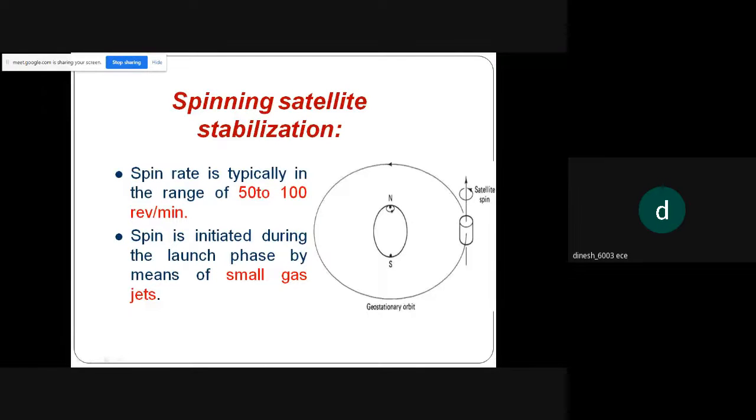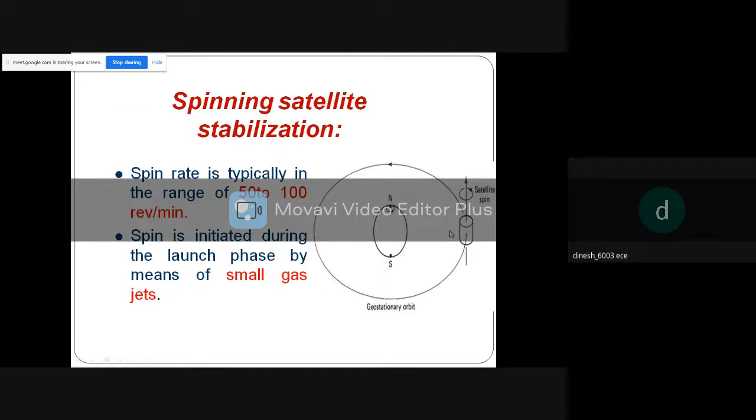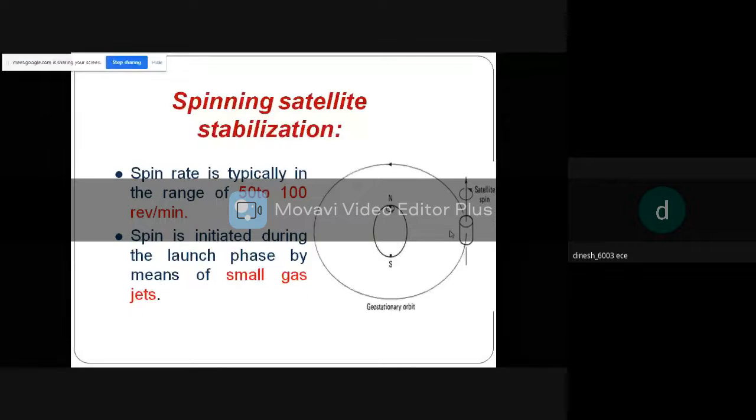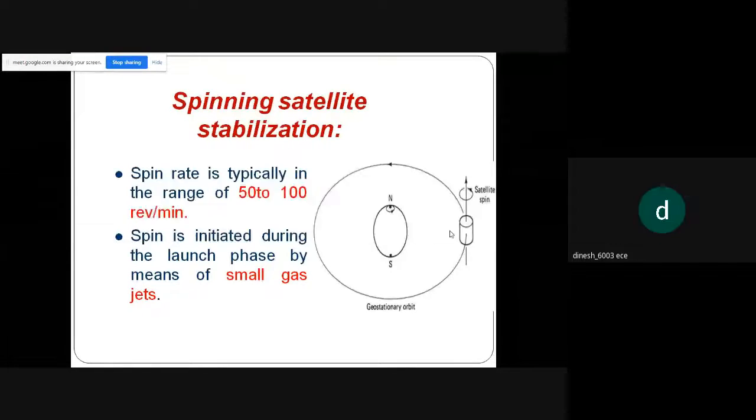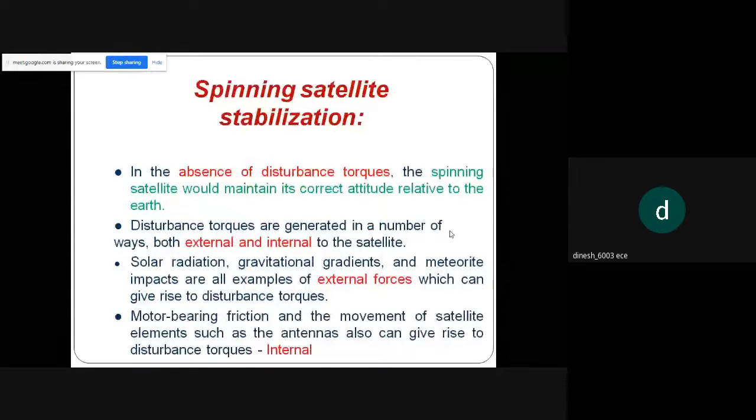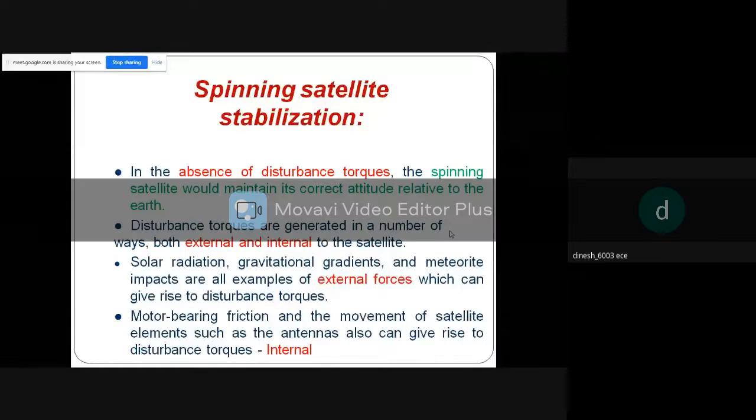So this is your diagram. We have the North Pole and South Pole, and the satellite is moving in an orbit. We have the satellite spin using small gas jets, and the revolutions per minute will vary from 50 to 100. So, the uniqueness of spinning satellite stabilization is that in the absence of disturbance torques, the spinning satellite would maintain its correct attitude relative to the Earth.